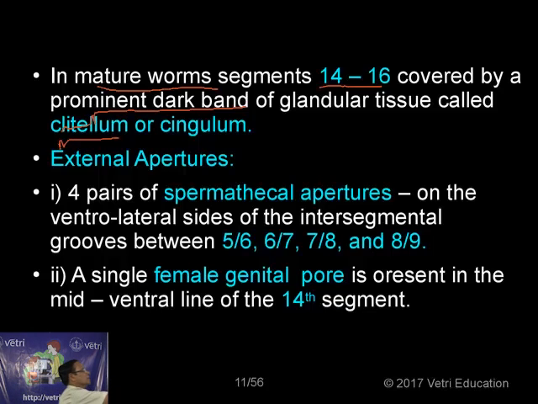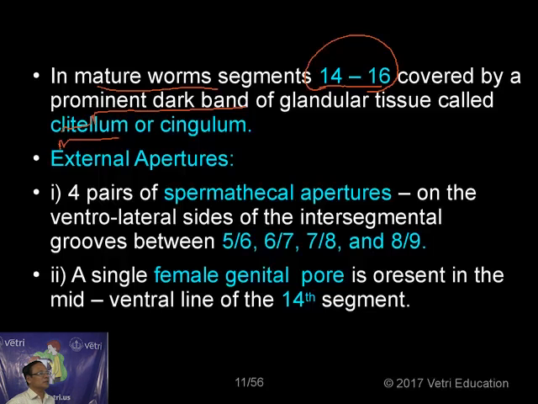This is one question. The clitellum in the case of Pheretima is formed of 3 segments, 14, 15 and 16. Then, what are the external apertures you can see? In external morphology we note the number of segments, the nature of the color, and the number of segments forming the clitellum. Now, we have the following external apertures on the ventral side, regarding spermathecal apertures.